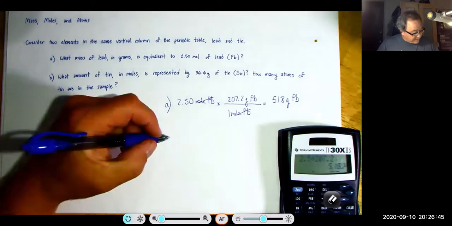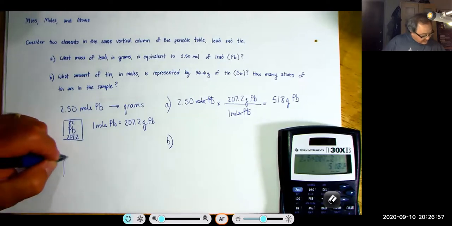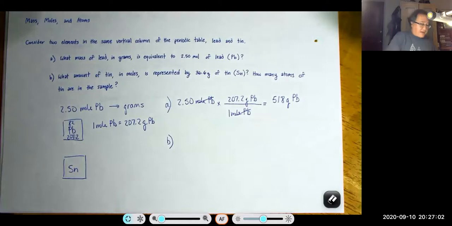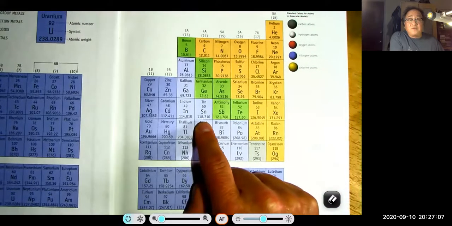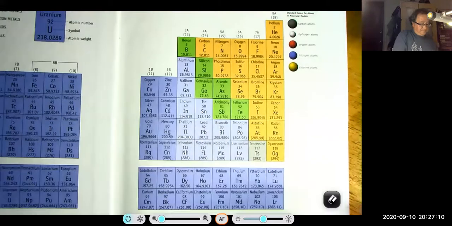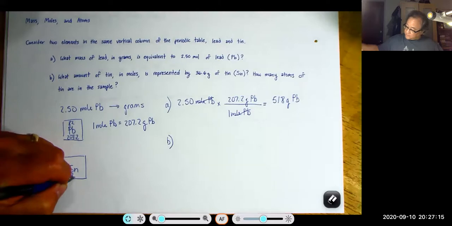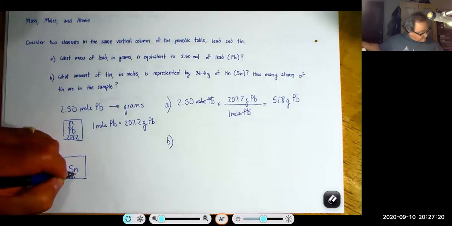So let's take a look at B. So for B, what amount of tin in moles is represented by 36.6 grams of tin? So if we look at tin, which has the symbol Sn, and I bring my periodic table over here, we see that we have 118.710 and 50.